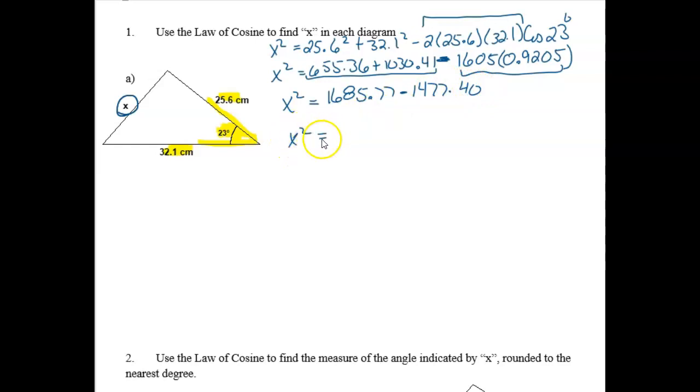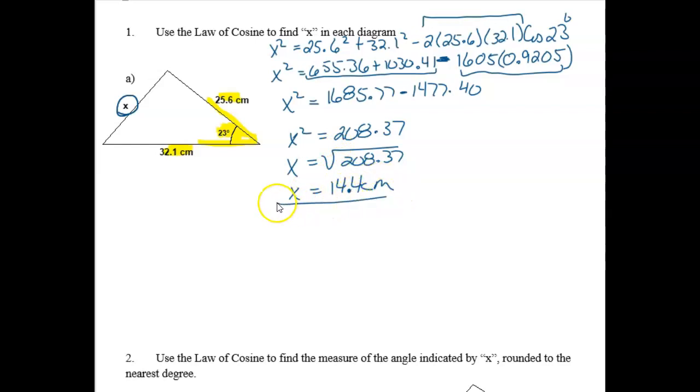X squared is 208.37, and then you have to take the square root. 208.37, and x is 14.4 centimeters. So there's your answer.